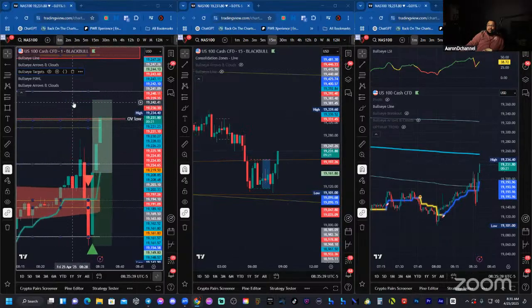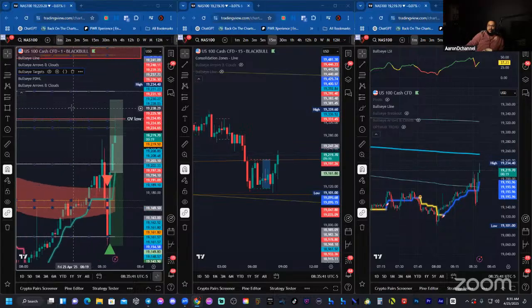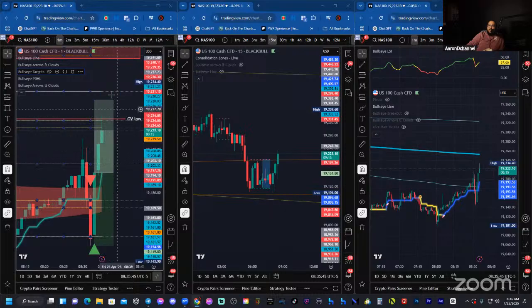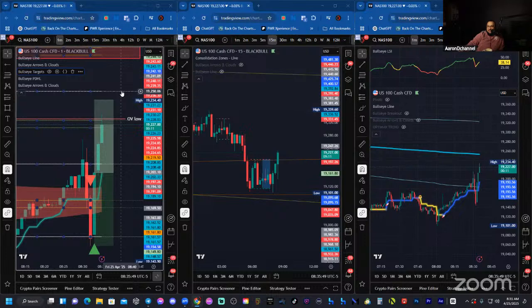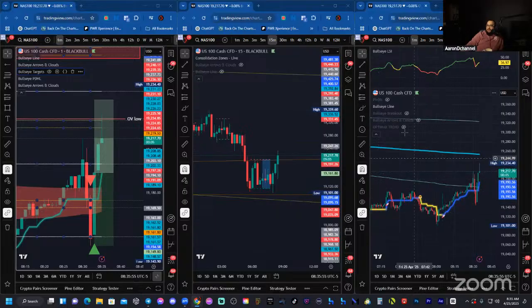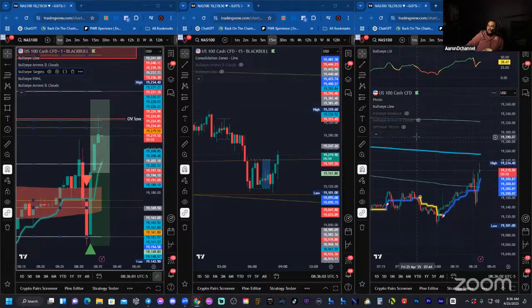Not taking out, but retesting overnight lows, getting a beautiful reaction off of that. Let's see if we can break above, potentially retesting the 19,250. Still no clear indication to buy just yet. We are currently inside of a rocket ship. That tells us that we could potentially just continue higher.